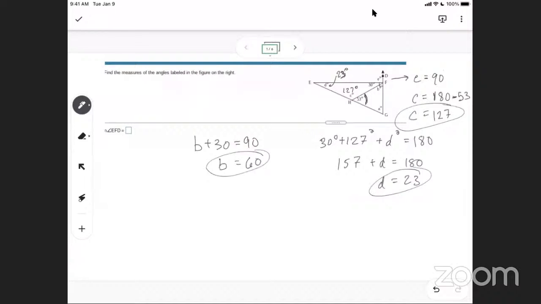What else do I need? A, right? I already got D. D was 23. I already have E. So I just need A. How can I find A? Look at it and think it out like I've just been doing, okay? You talk it through.